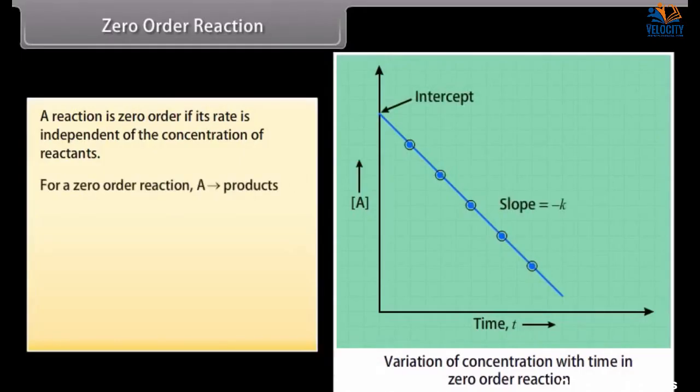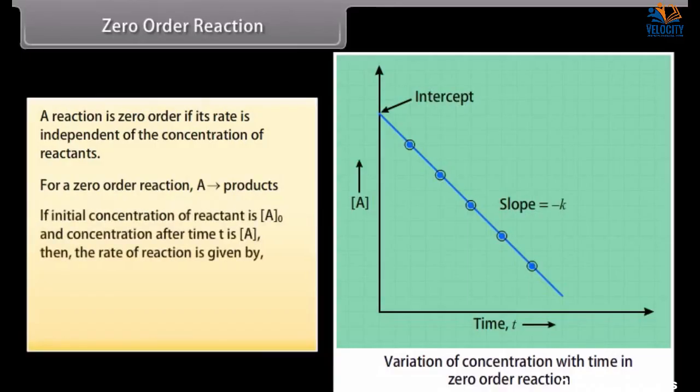For a zero-order reaction, A is changing into products. If the initial concentration of reactant is A naught, and concentration after time t is A, then the rate of reaction is given by minus dA by dt is equal to the product of K and A raised to the power 0, which is equal to K. It can be written as dA is equal to minus K dt.